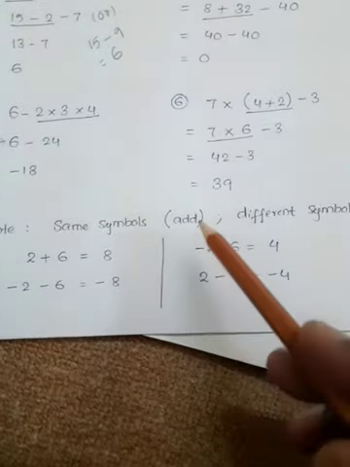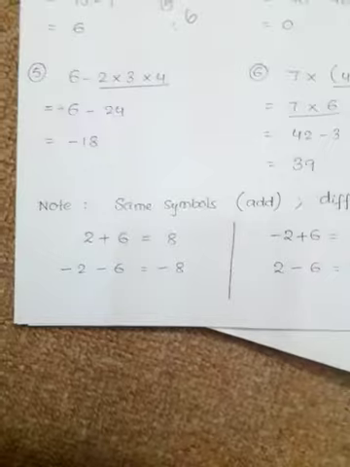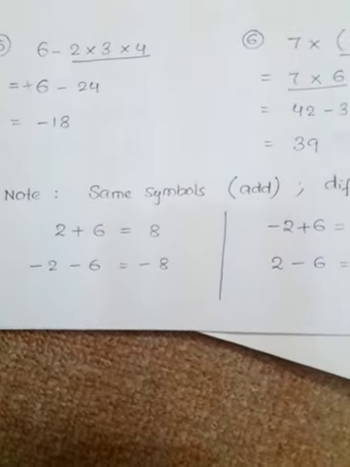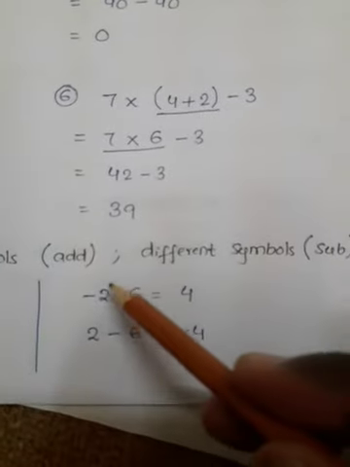Okay, one more time you can revise this one. If the same symbols, we have to add. Like here 2, before 2 nothing means what? Plus. So 2 plus 6 is 8. Minus 2 minus 6 how much? Minus 8, because again same symbols. Same symbols add, different symbols subtract. Like here, minus 2 plus 6.